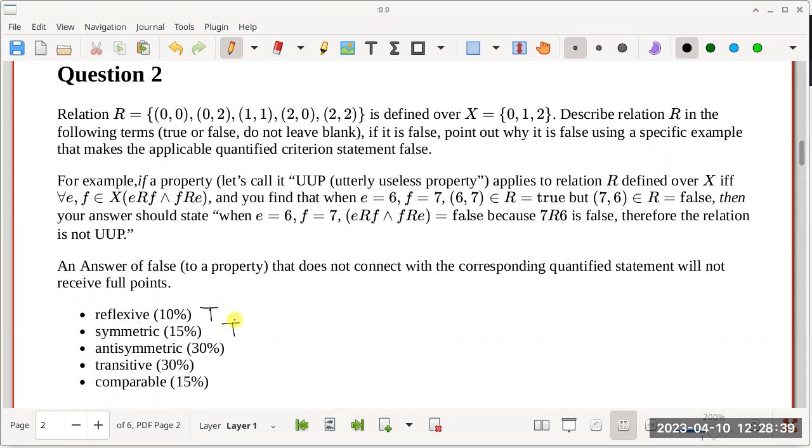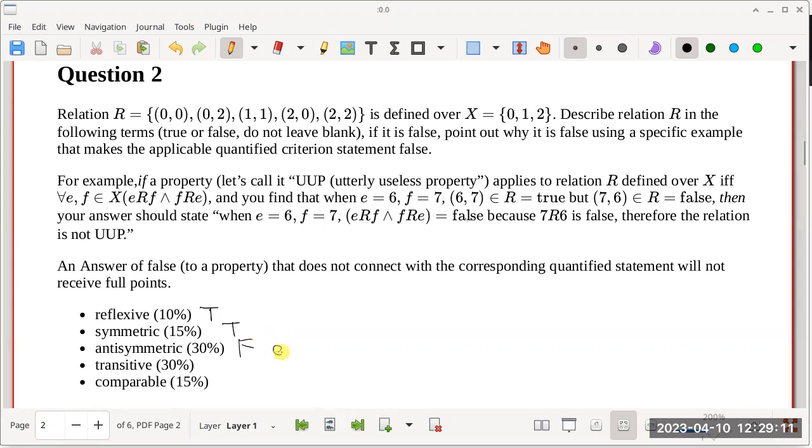No, okay. Is it anti-symmetric? The answer is no, it is not anti-symmetric. So if one of the properties is false, since all of the properties make use of universally quantified statements, then all you need to say is, according to the definition, which involves E and F, if I choose E to be this and F to be that, this expression is going to be false. That is what I'm expecting you guys to use as an explanation.